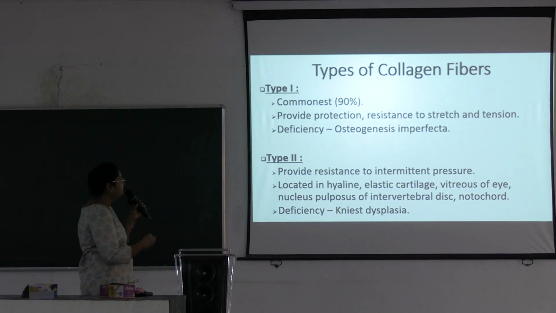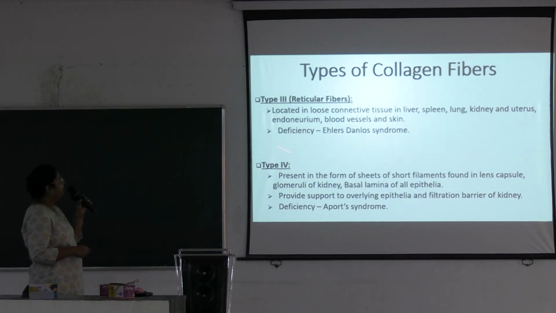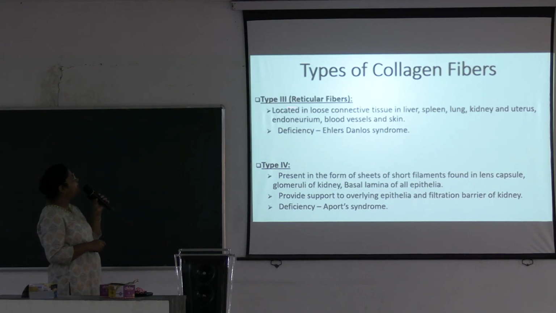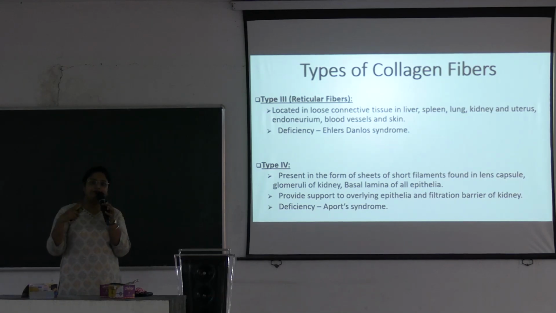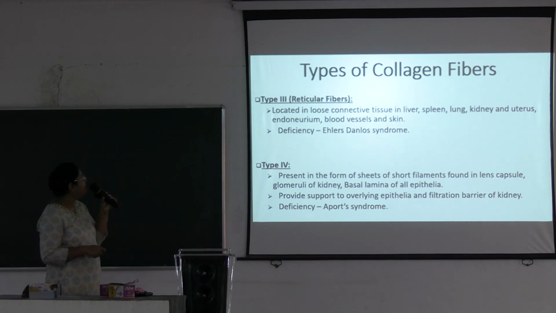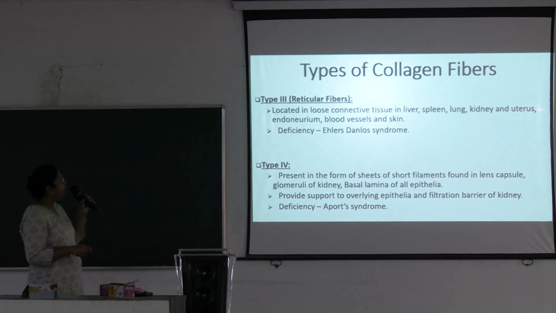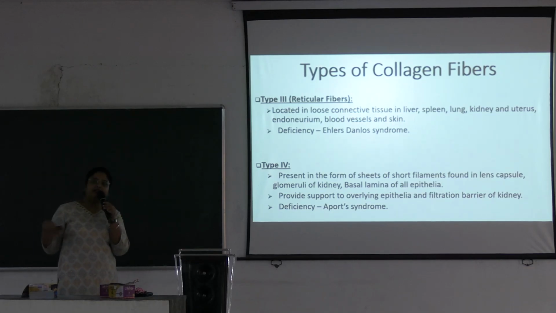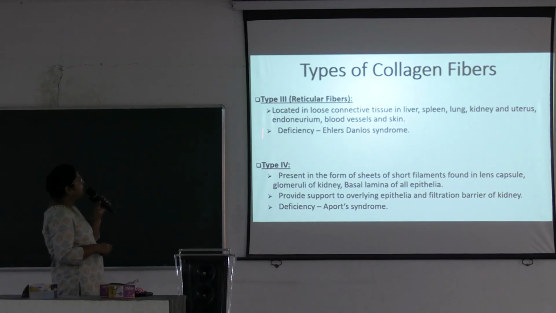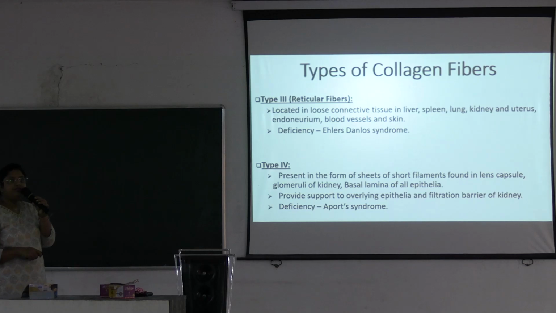Okay. Next is type 3 collagen fibers. They are also known as reticular fibers, the second type of collagen fibers. This is actually part of collagen fiber, reticular fiber. Okay. It is located in loose connective tissue in liver, spleen, lung, kidney and uterus, endoneurium, blood vessels and skin. Mainly the parenchymal tissue of these organs is where reticular fibers are present. Deficiency will lead to Ehlers-Danlos syndrome.